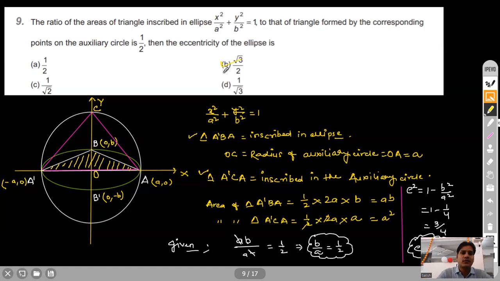So this question involved the concept of the auxiliary circle. So what will be the corresponding point of B? It will be moving parallel to the axis, and wherever this point meets the auxiliary circle, that will be the corresponding point of this B. So I hope it is clear to all.